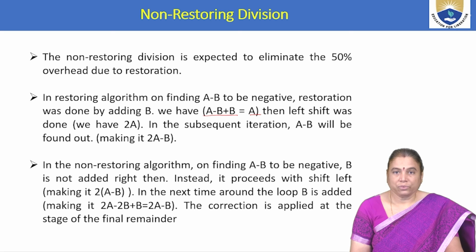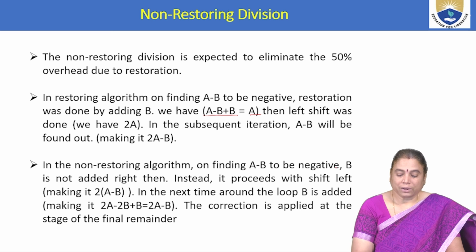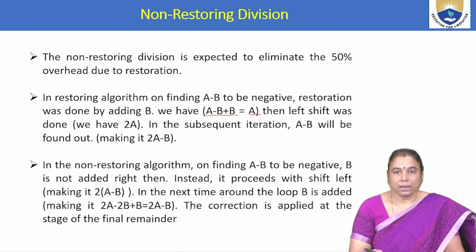But in the case of the non-restoring algorithm, on finding A minus B to be negative, B is not added right then. Instead, it proceeds with the shift left. Then, the next time around the loop, B is added; the correction is applied at the stage of the final remainder. So here we cannot directly add after identifying that the trial subtraction value is negative. The shift left operation is performed, and the next time around the loop B is added so that the value can be restored.